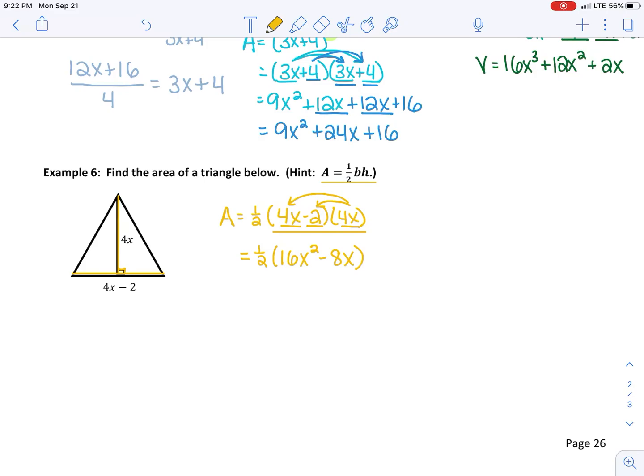Now we actually have to deal with that half. So basically what it's telling us to do is take half of all those numbers. So take half of 16 and half of -8. So we're going to end up with 8x squared by taking half of 16. And then we're going to end up with -4x by taking half of -8. So that is going to be the area of my triangle, 8x squared minus 4x.